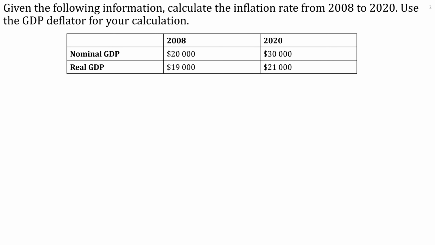So here's a question where we're given some information on the nominal and real GDP for 2008 and 2020, and we're asked to calculate the inflation rate. Here we're told to use the GDP deflator to calculate the inflation rate, but any price index would work. Here, because we're given this particular information, GDP deflator is the only one we can really use.